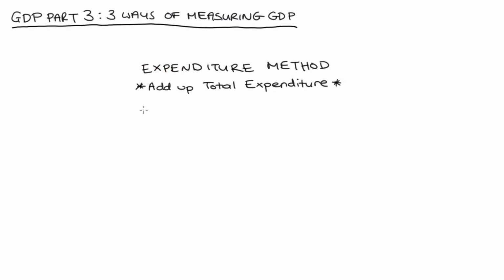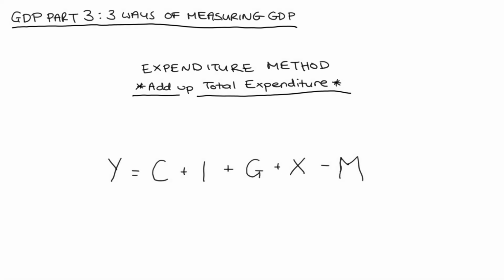And the expenditure method just involves adding up the total expenditure in a country during a given time frame. And we'll come to this point later, but we only count what we call final goods and services. Importantly for this approach is that we categorize our expenditure into different types. So you might be familiar with the following equation.